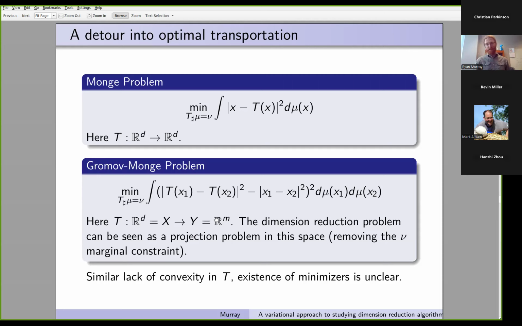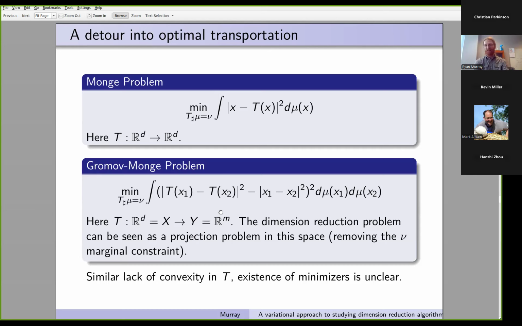I'll just mention that this dimension reduction problem could be seen as a projection problem in the Gromov-Wasserstein space. It's removing this output marginal constraint, so it can be thought of as a projection problem. In both of these cases, historically, this Monge problem and this Gromov-Wasserstein problem, it's really difficult to show that minimizers exist in a direct way.